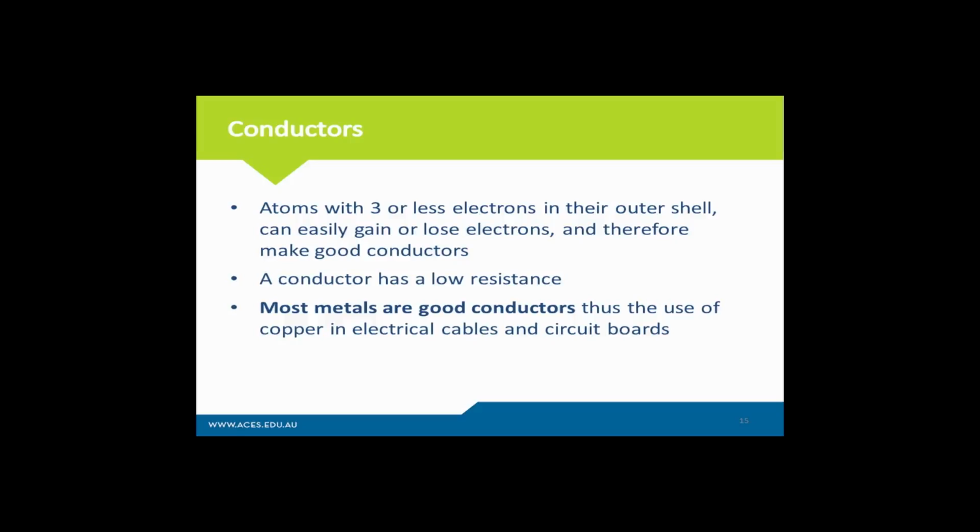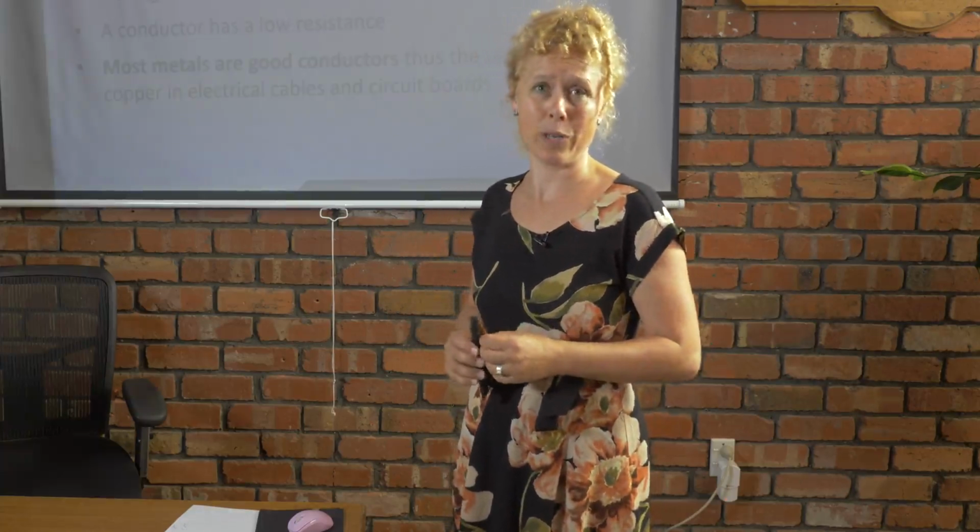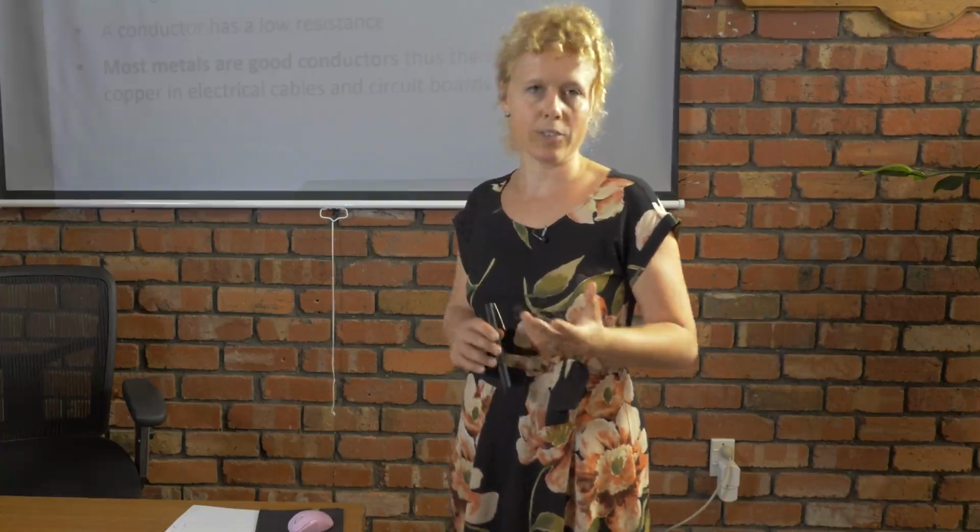A conductor has a low resistance, which means electrons can flow freely, and most metals are good conductors, as we know. That's why we use metal in our cooking pans, because it heats the water much more quickly. You don't put plastic on the stove, apart from the fact it melts. It's not a good conductor, it's an insulator. So we have metal cooking pans. We know our cars get really hot. They conduct heat very well, and of course movement of electrons. Most metals are good conductors, so they're used, and thus the use of copper in electrical cables and circuit boards.